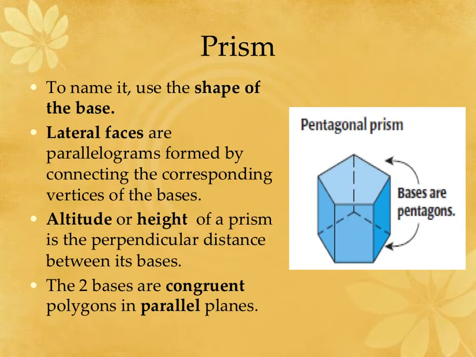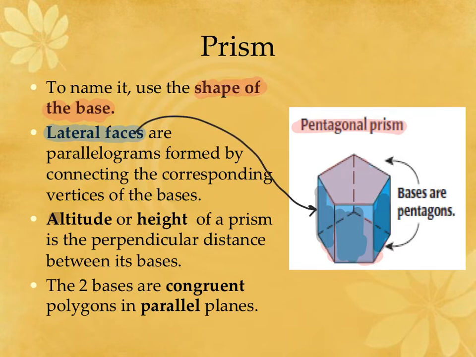All right, so a prism is named by the shape of its base. Like we just said, a rectangular prism. This time, the bases are pentagons, so this is a pentagonal prism. The lateral faces are the parallelograms formed by connecting the corresponding vertices of the bases. So each of these sides, here, here, here, and then on the back side, those are called your lateral faces because they connect the bases.